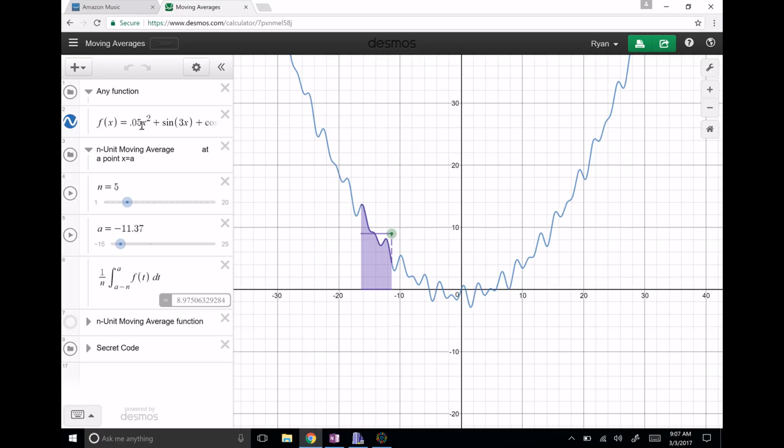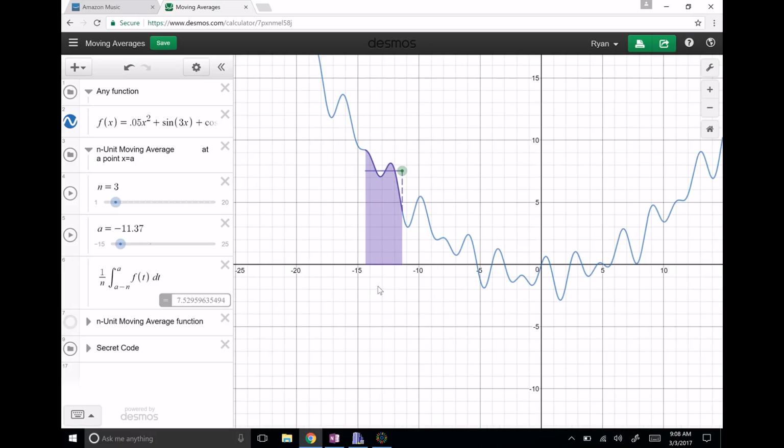So on the left-hand side here, any old function, mildly complicated. And you can see that there's quite a bit of volatility, right? It's wiggling back and forth quite a bit, and it looks like a difficult function, right? And then I have an n-unit moving average. So you can see the length of the interval right now is supposedly 5. And I can shrink that down. So now the length of this interval is actually like 3.